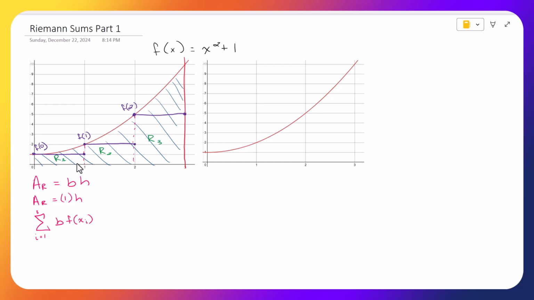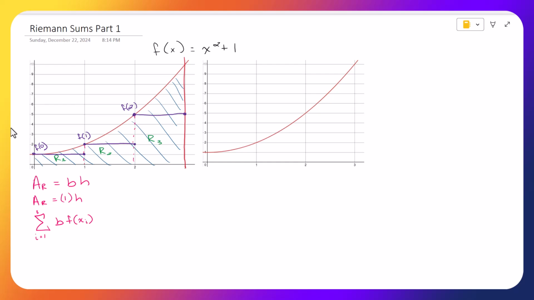Because our base is the same for all of these. Our base is 1, and our function values are 0, 1, and 2. So x sub 1 is 0, x sub 2 is 1, x sub 3 is 2. That's a little bit confusing, but I think y'all get the gist, so I'm not going to worry about it.